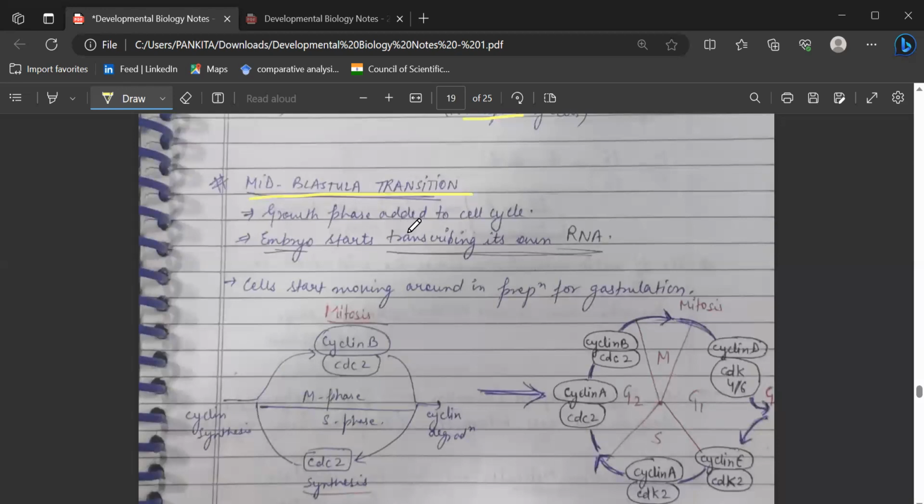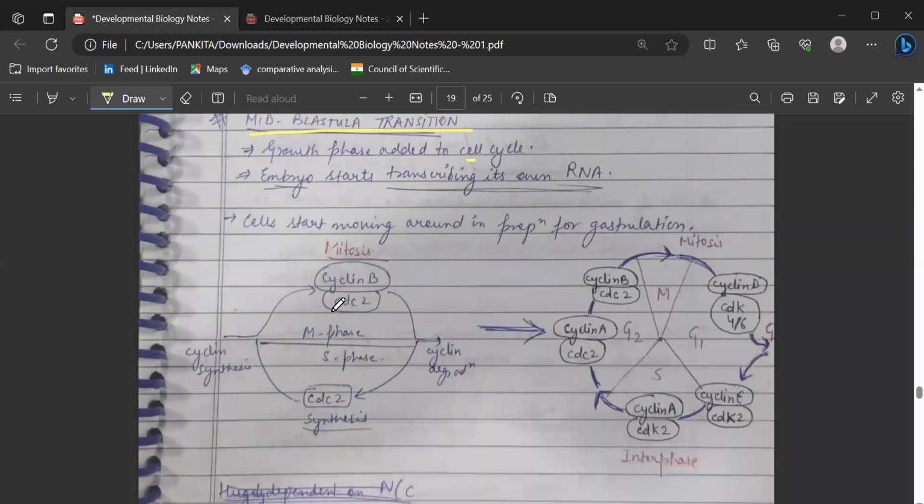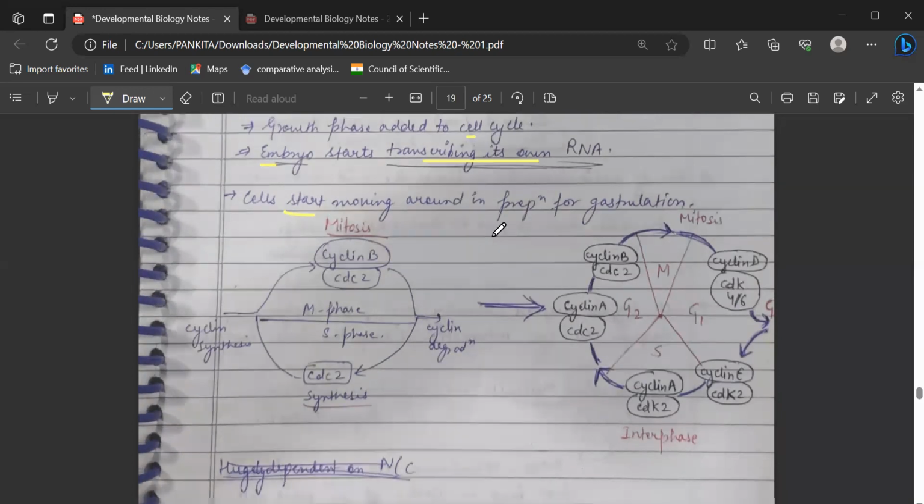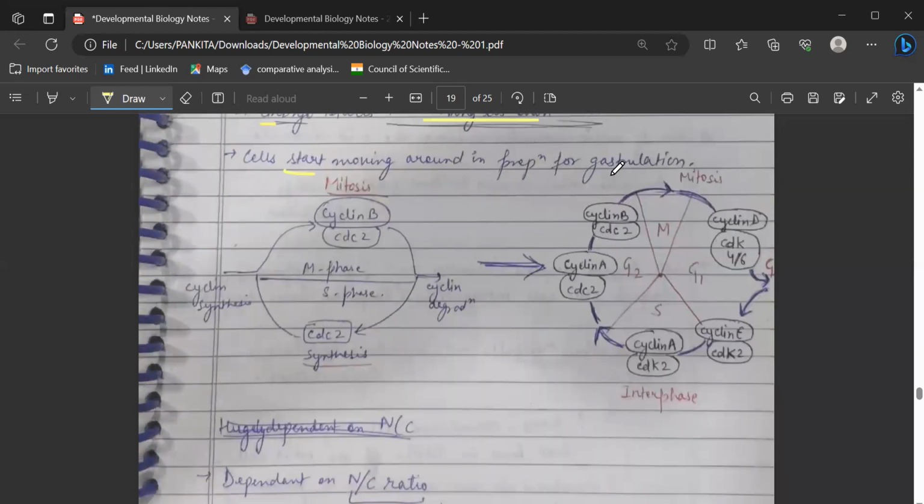Mid-blastula transition is basically where a growth phase is added to the cell cycle. Initially, the cycle includes the M phase and the S phase, and during the mid-blastula transition, the embryo starts transcribing its own RNA, and the cells start moving around in preparation for gastrulation, where all four cell cycle phases are there.